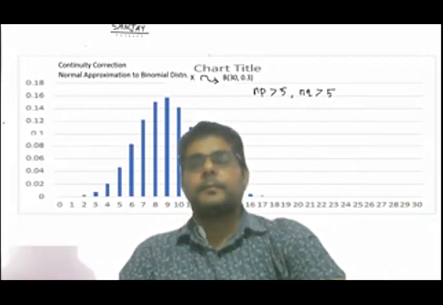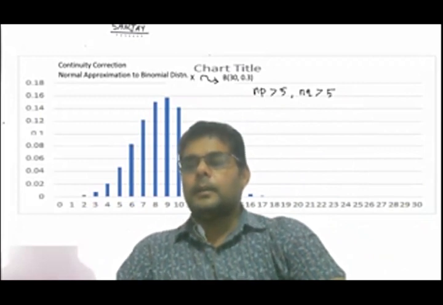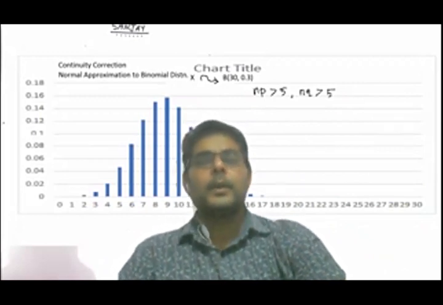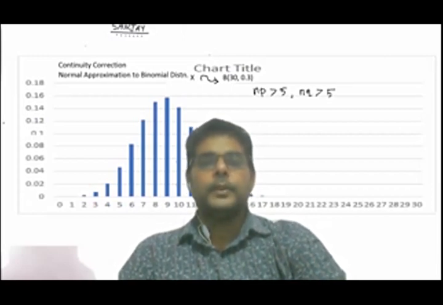Okay guys, I am sure you will now be able to do almost all problems from the book as well as from past papers, where they include the use of continuity correction in the normal approximation to the binomial distribution. So this is all for now, and thank you for your patience.